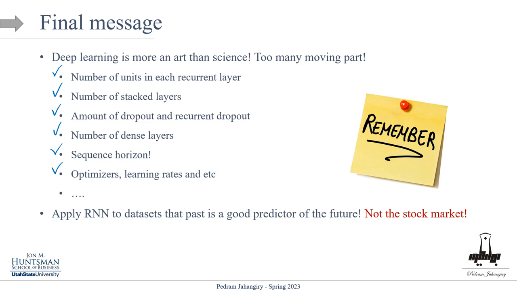That's not the case. Just be aware that you can apply these models to data sets where the past is a good predictor of the future. This is completely contrary to the stock market. Because in the stock market, we know that past performance does not guarantee future results. That statement alone should tell you that there is no information arbitrage in the stock market. There is nothing left out there that has not been exploited extensively by all these models.